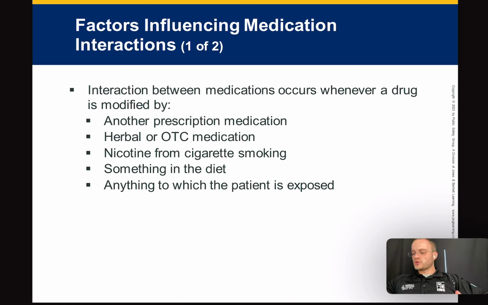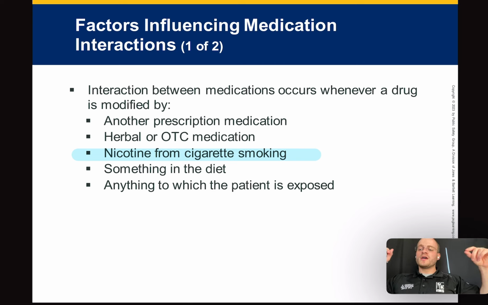Nicotine from cigarette smoking, sure. But I would say what's a bigger risk now in 2023 is vapes. Like vape pens, those can have a very high dose of nicotine in them. Something in the diet, an example is someone adding something to their diet, or someone abstaining from something in their diet. So someone who's vegan, or someone who doesn't eat meat, or someone who doesn't eat vegetables, right, could affect the way that their medication works.